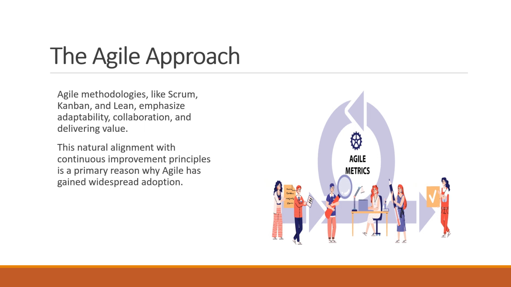The Agile approach. Agile methodologies like Scrum, Kanban, and Lean emphasize adaptability, collaboration, and delivering value. Rather than following a strict plan, Agile teams are built to adapt based on feedback and changing circumstances. This natural alignment with continuous improvement principles is the primary reason why Agile has gained widespread adoption.